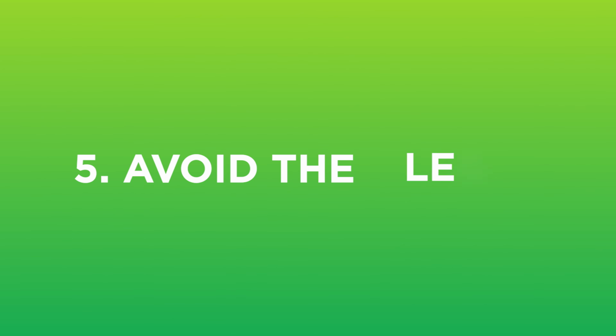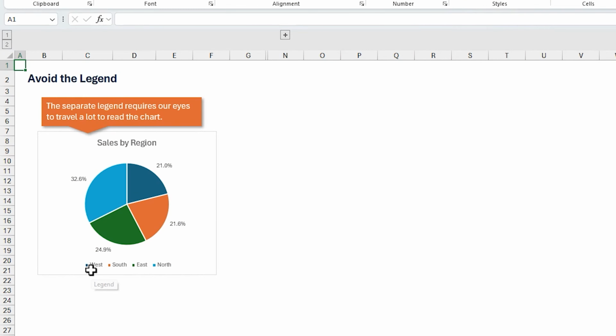When formatting your pie charts, it's best to avoid the legend. So on this chart here, we have the legend down here, and this just forces the reader to do extra work because if they want to know what makes up this slice here of 21%, their eye has to go travel down here to the west, figure out that blue color represents this slice, do the same for north over here, and so on. So the eye travels across the pie chart several times just to read it.